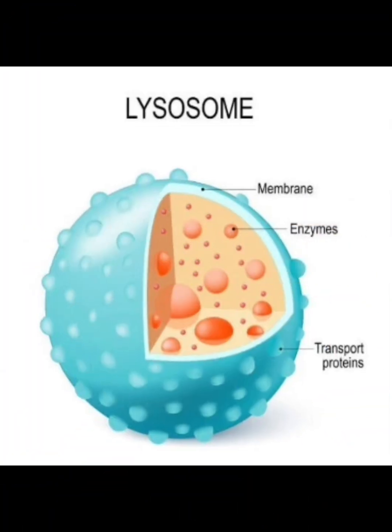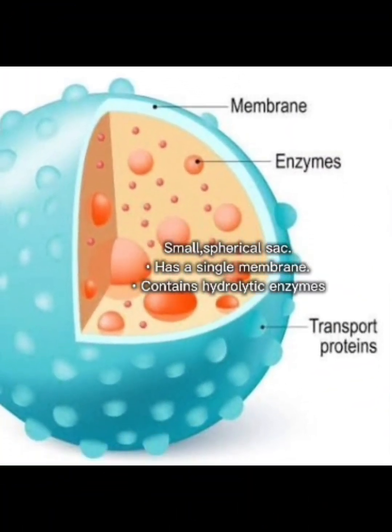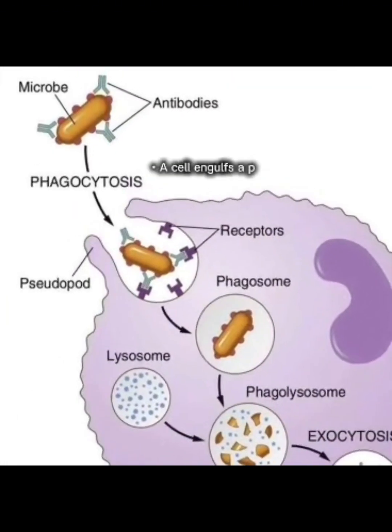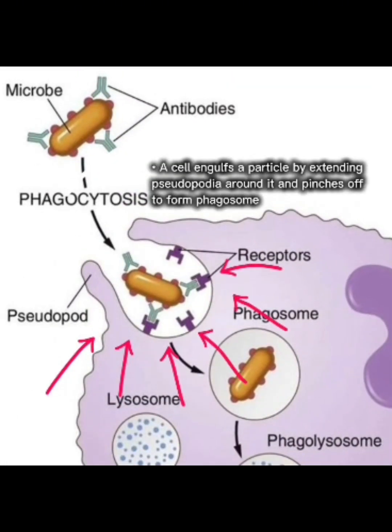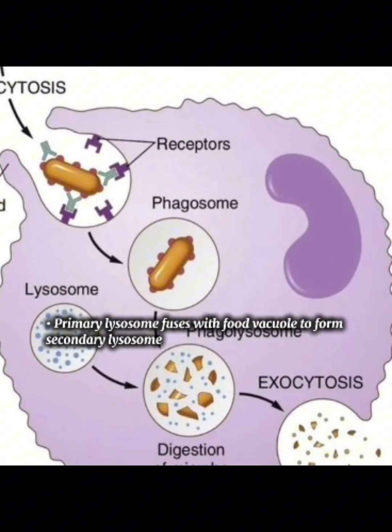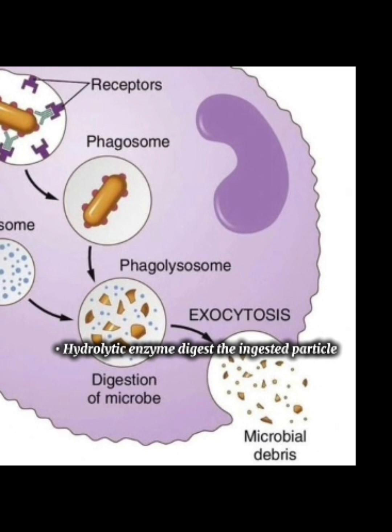This is the lysosome. A lysosome is a small, spherical sac. It has a single membrane. It contains hydrolytic enzymes. Phagocytosis: a cell engulfs a particle by extending pseudopodia around it and pinches off to form a phagosome. A primary lysosome fuses with the food vacuole to form a secondary lysosome. A hydrolytic enzyme digests the ingested particle.